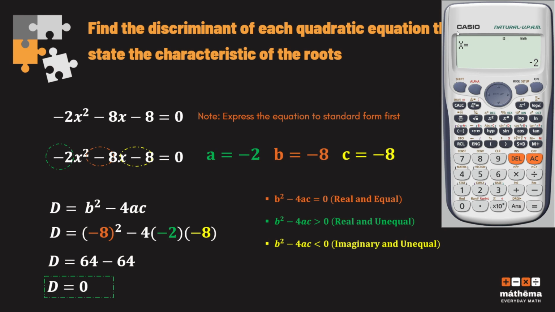So does it mean that we only have one root? The answer is no. Again, remember, when you are dealing with quadratic equations, there will always be two roots. So in this case, it just happened that our roots are both negative 2. So there are still two roots, but again, based on the discriminant, it's real and equal.